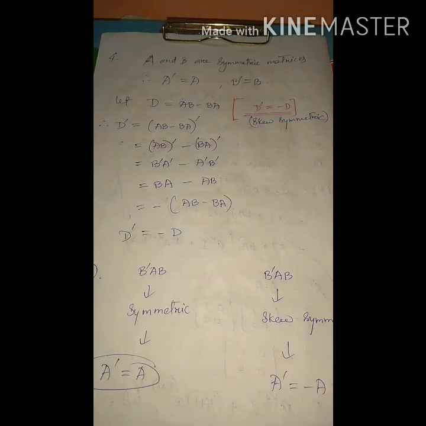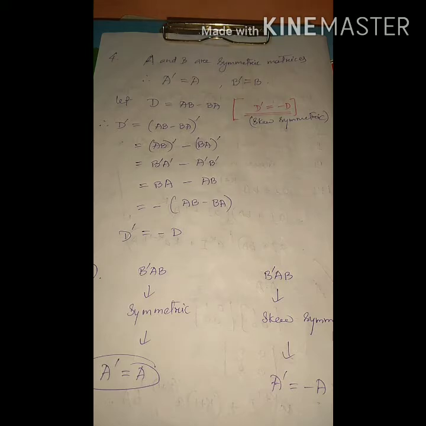So here we need to prove AB minus BA is skew symmetric. First of all, the condition given is A and B are symmetric matrices. The condition of A and B being symmetric matrices is written here. You see A transpose equals A and B transpose equals B. Actually these two are the conditions of symmetric matrices. So now we need to prove skew symmetric.